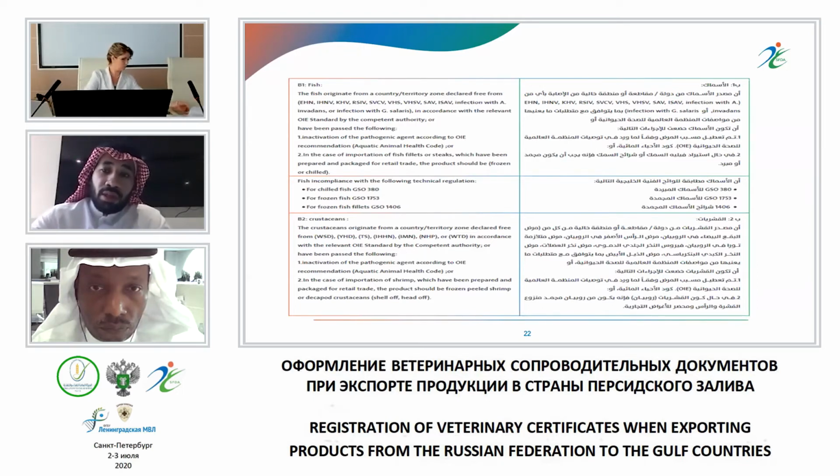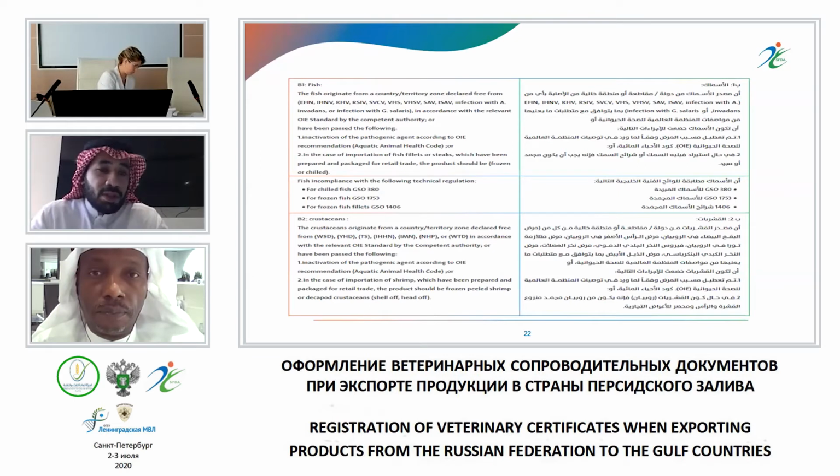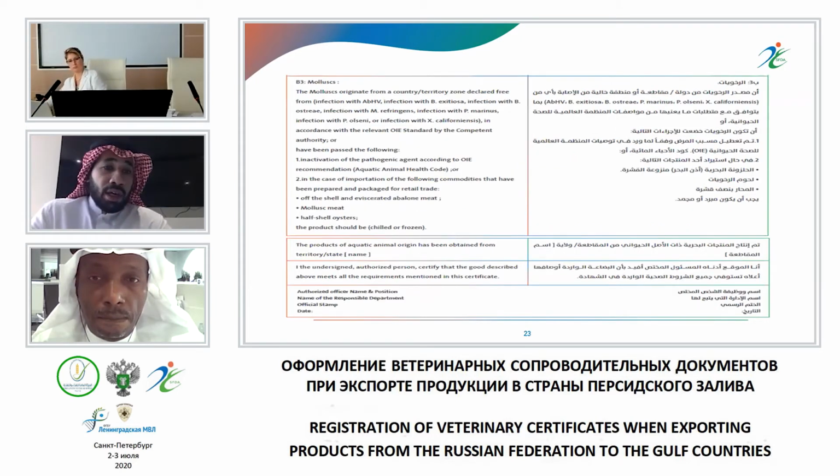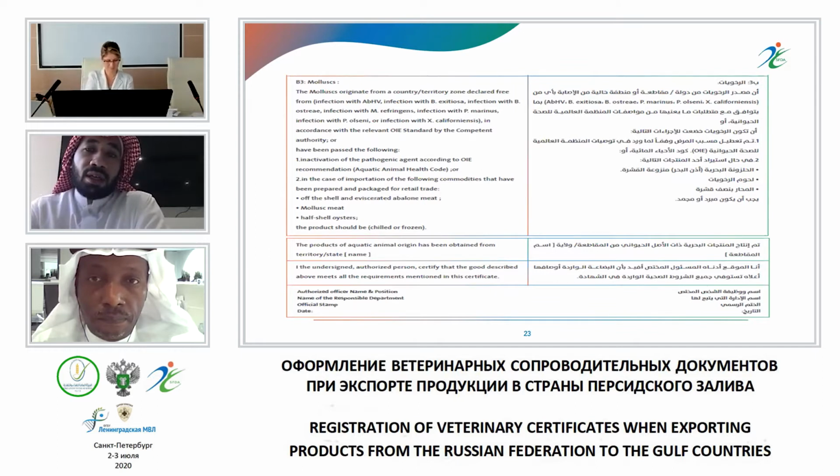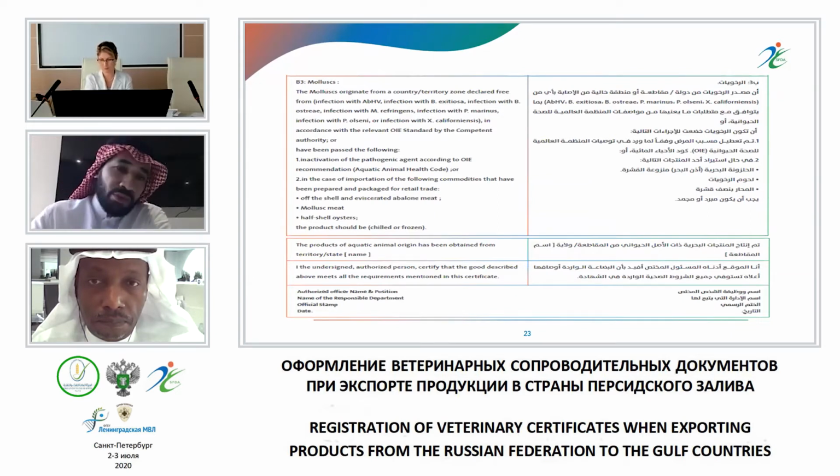And the second product is the crustaceans. If the shipment does not have fish, the first point and the second point should be crossed, and then fulfill this specific point for crustaceans if the shipment has crustaceans. And it's basically on the diseases for the crustaceans. And the third product is mollusks, and it has the same information as the previous points. So basically, the last three points: one for fish, the other for crustaceans, and the third one for mollusks.